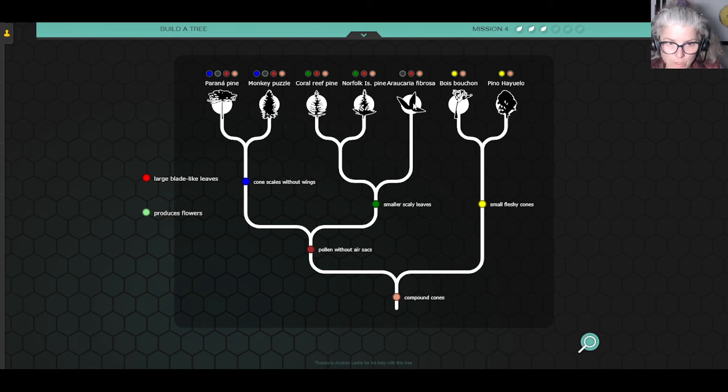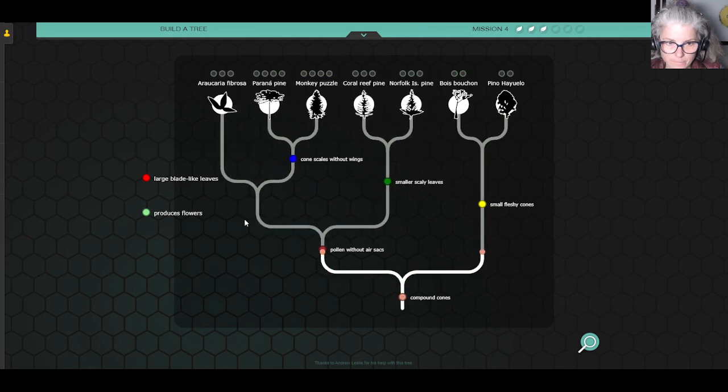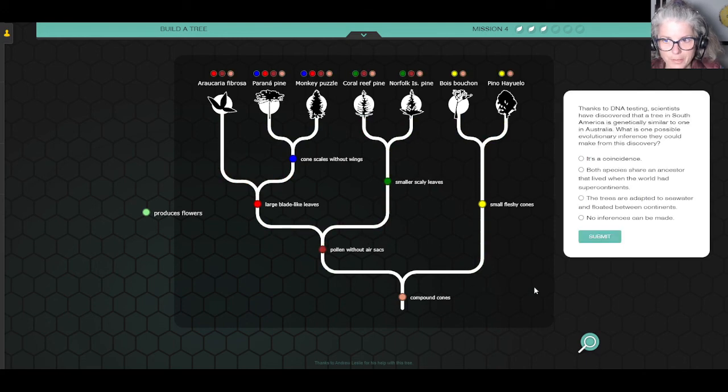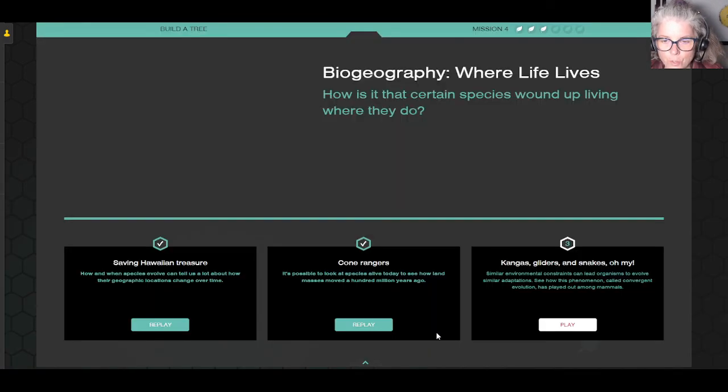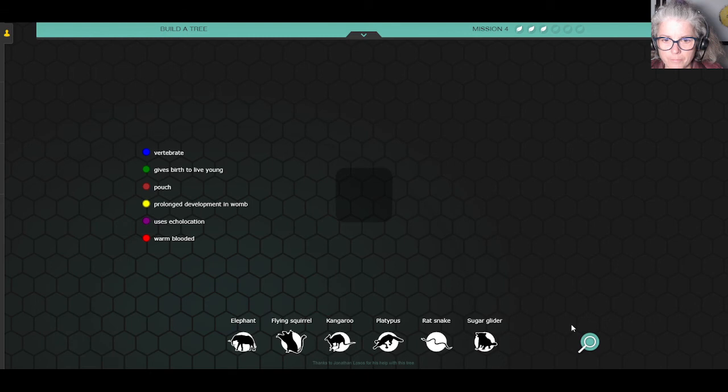Large blade leaves. Let's see if that works. So it's very much trial and error. So there I have it, and it's on the right-hand side, and then I have to answer that question. So that should help you with those two in mission four, and then also we have our third interactive that you need to do. I don't need to go through that one. It's pretty straightforward. Okay, that's it.